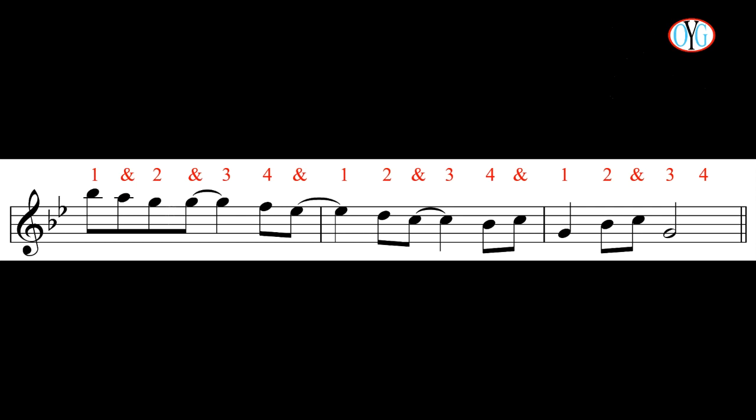Then the next measure starts with a quarter note, 1, and then we have two eighth notes, so 2 and, followed by a quarter note for 3, and two eighth notes for 4 and. The next measure starts with a quarter note, so there's 1, followed by two eighth notes, 2 and, then completing with a half note for 3, 4.